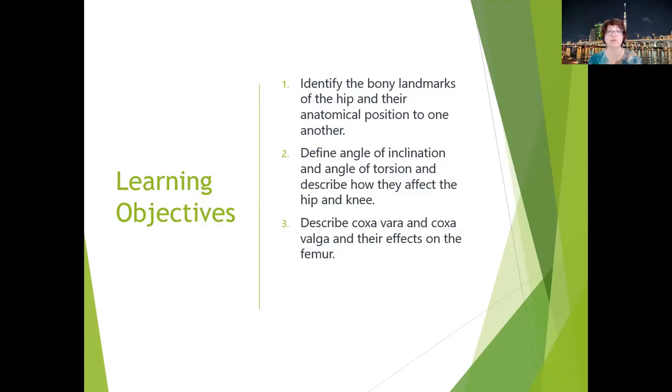The other two osteological learning objectives are, we're going to discuss some features of the femur called the angle of inclination and the angle of torsion, and describe how they affect the hip and the knee. Number 3 is describing coxa vara and coxa valga and their effects on the femur. And actually, coxa vara and coxa valga are effects of an angle of inclination that's out of the norm, or an angle of torsion that's out of the norm. So we will talk about that in this chapter, and we will also talk about it in the knee chapter, because what happens at the hip affects the knee.